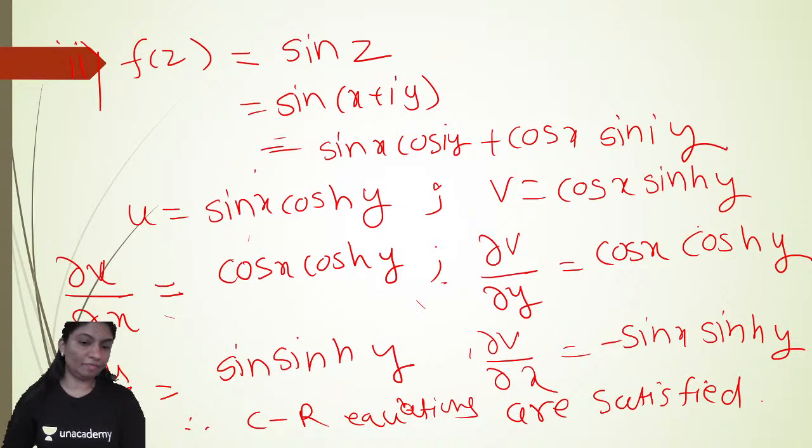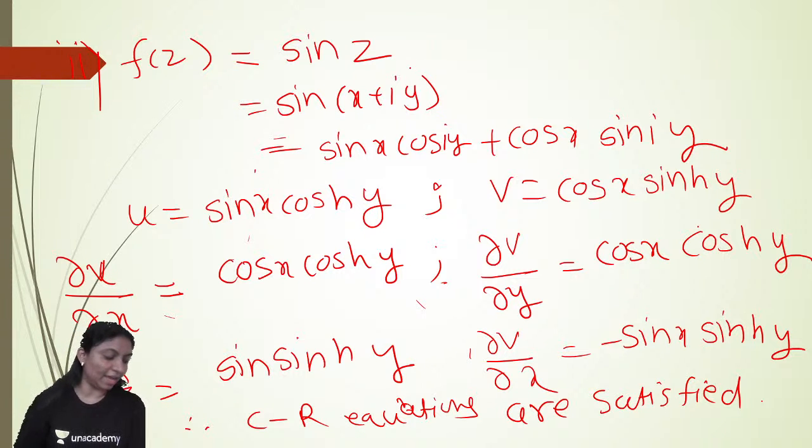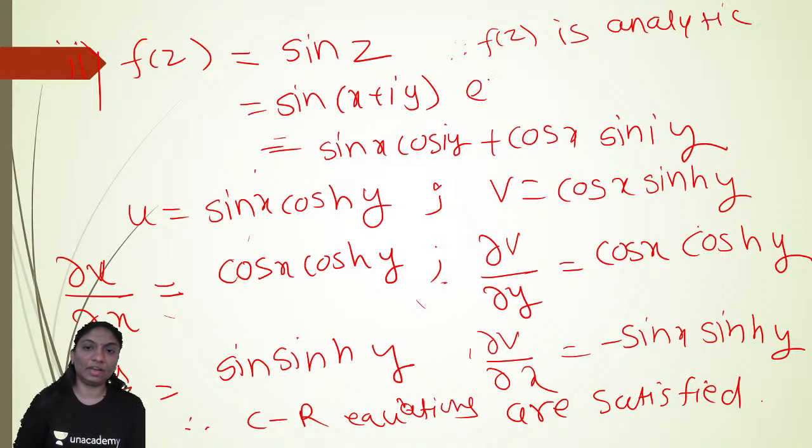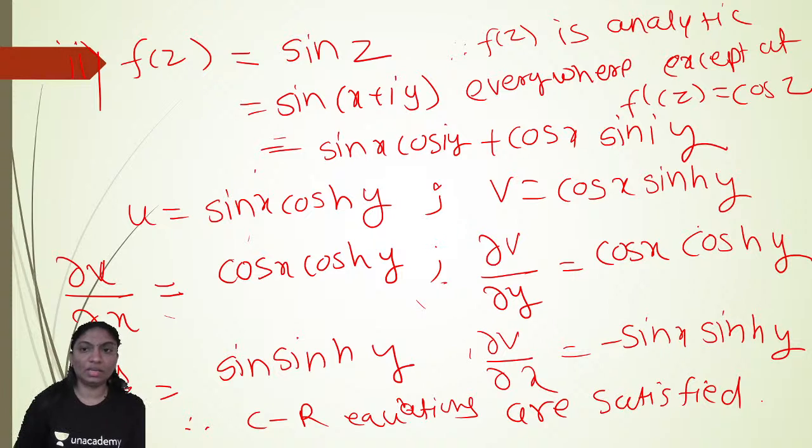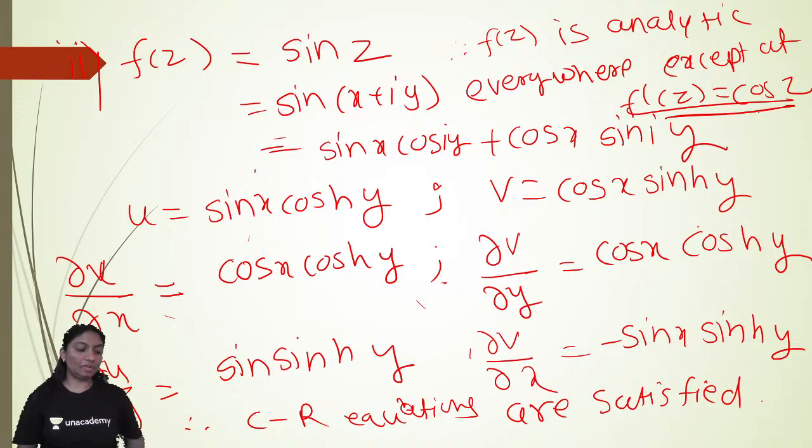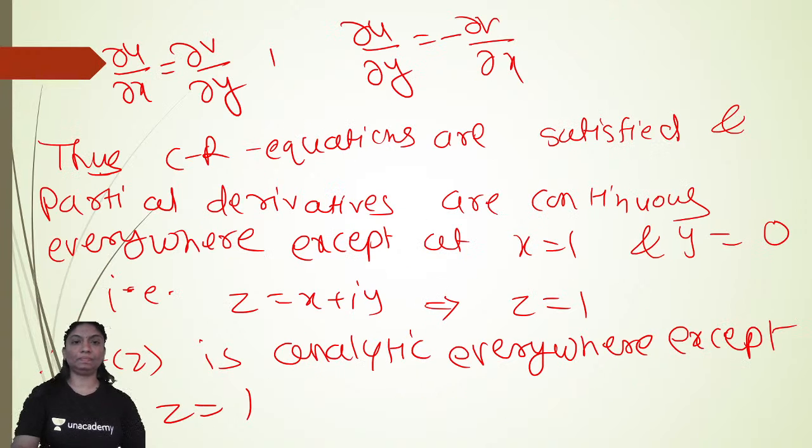So therefore we can write here f of z is analytic everywhere, except at f dash of z is equal to cos z. Okay, this is very important. So given function f of z is analytic everywhere, f dash of z is equal to cos z. Okay. See our next example.